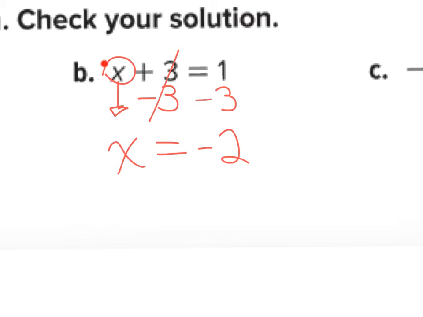And that makes sense, right? Negative 2 plus 3 is positive 1.